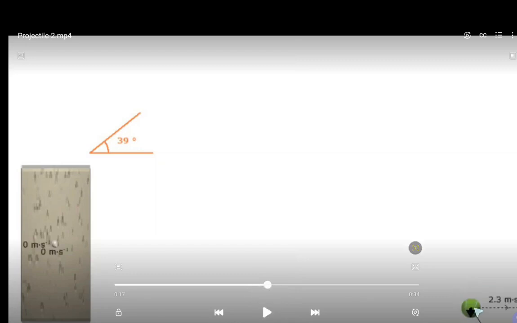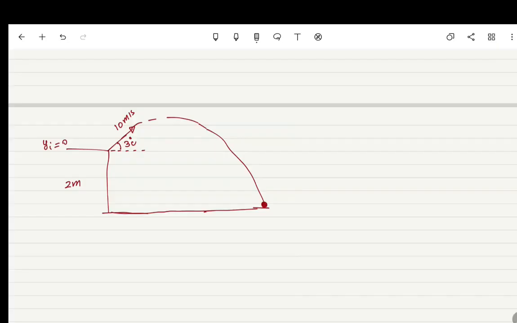Yes. So we need to calculate the velocity of the object or the ball here just before it strikes the ground. Let's go back to the example. Here's the situation. The height is 2 meters. As we can see, this is the height, this one here.